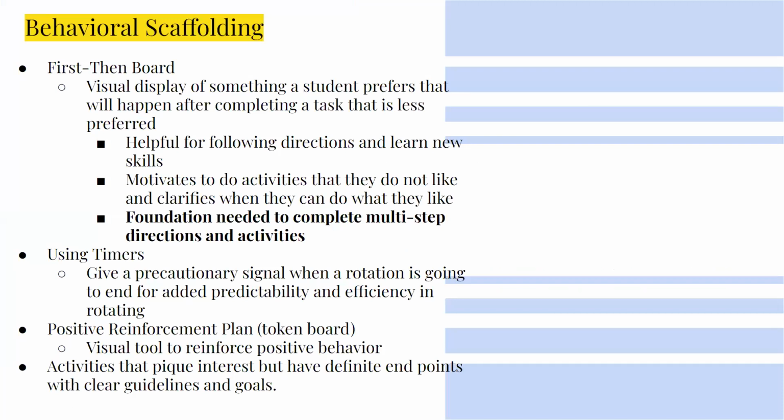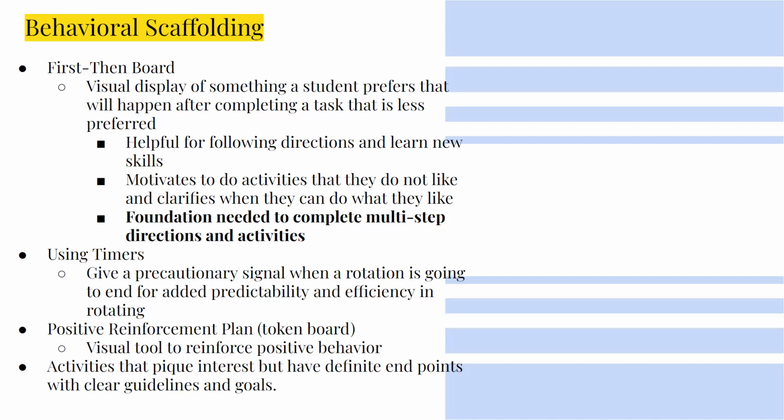And then just some extra things for students that might have extra needs that I've seen work and employed in my school that are used widespread. So I thought I'd highlight them. First and then boards, it's usually a visual display that has something a student prefers that will happen after they complete a task that's less preferable. It's usually doing some instructional work to get some kind of break. It helps them build, you know, stamina with following directions and learning new skills.